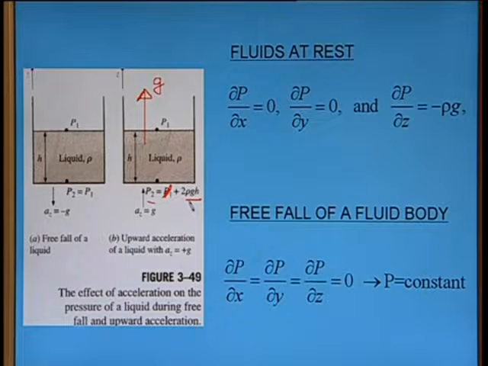So, we have to keep these things in mind whenever we are designing a container which is subjected to acceleration in different directions. What type of force will develop due to acceleration of the fluid, and correspondingly we have to find out the suitable thickness of the wall, so that it can withstand the pressure being exerted by the fluid on the wall.